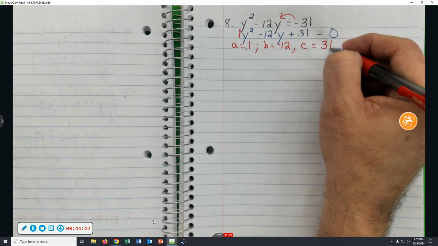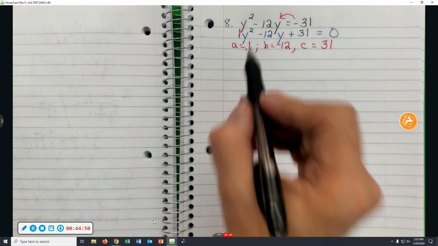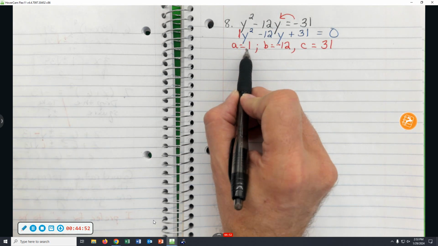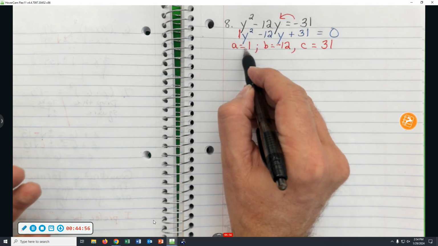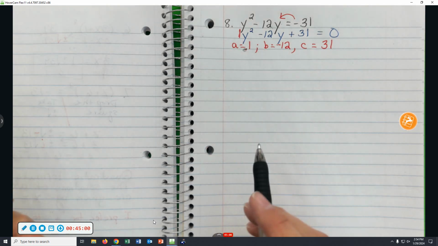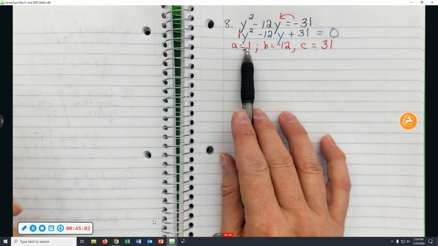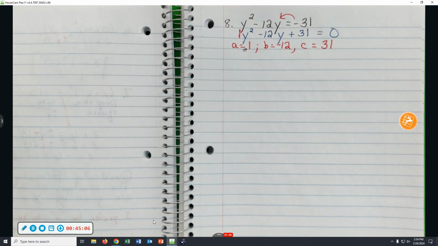So you write it out in standard form. And you know what? I'm not going to try to correct this, but this looks like I have a decimal point there, doesn't it? Well, if I do that, is that just making it worse? Now it really looks like a decimal point. A is a 1. There's no decimals here, okay? B is negative 12. C is 31.